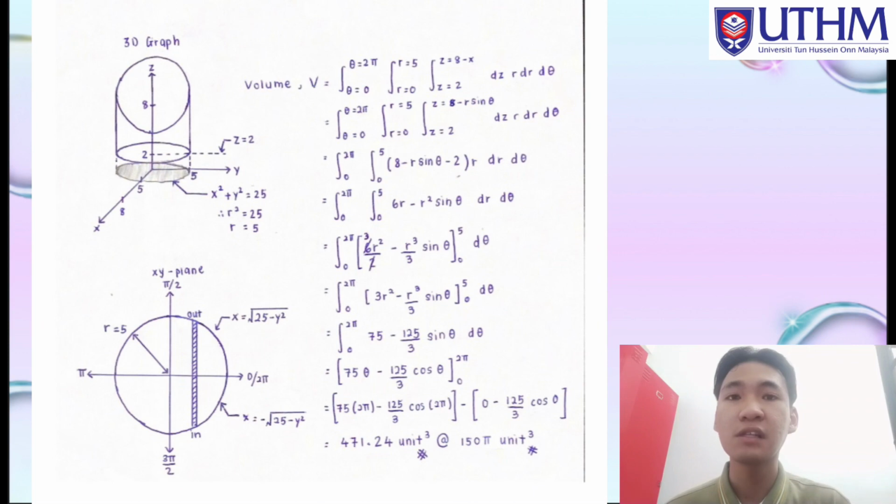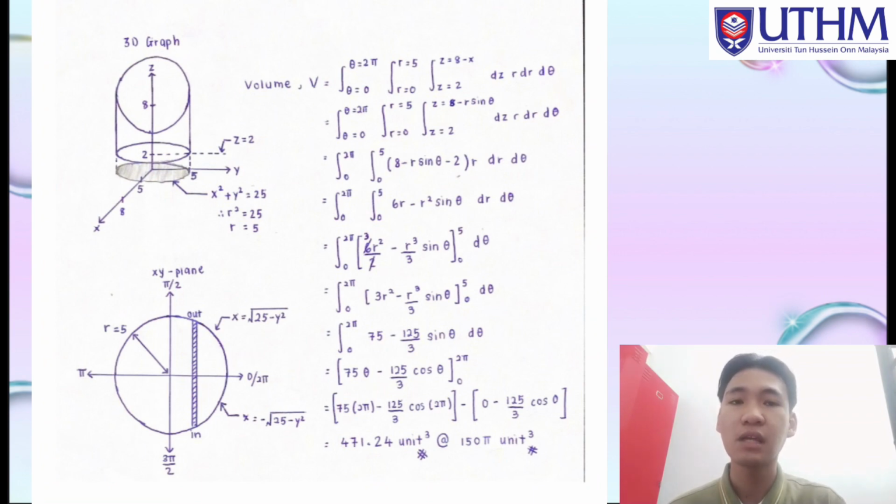So we integrate d theta and we will get 75 theta minus 125 divided by 3 sin. When we integrate sin, we will get negative cos theta. After that, we need to insert the values of 2 pi and 0 into the equation. So we will get 75 multiplied by 2 pi minus 125 divided by 3 cos 2 pi, minus 0 minus 125 divided by 3 cos 0.